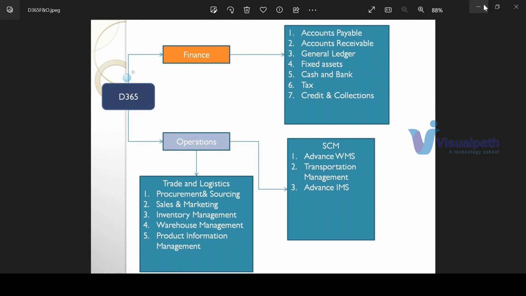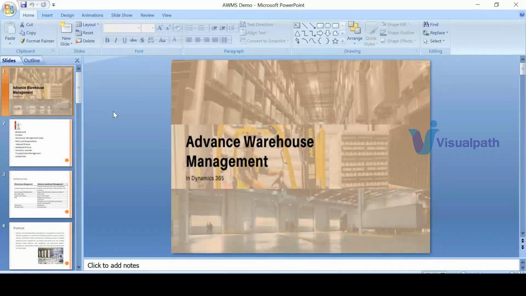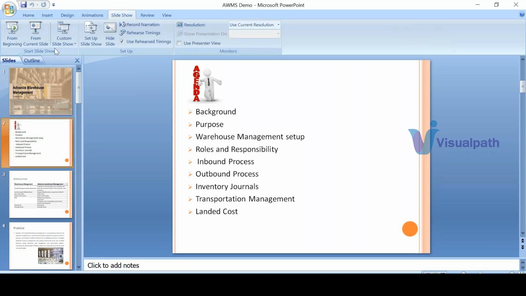And coming to the AWMS demo, that is the advanced warehouse management system, which covers the agenda of background and the purpose of using the advanced warehouse management system. So the key configurations of warehouse management setup, the roles and responsibilities, how it will be performed, the inbound process and outbound process, inventory journals, transport management, and the landed cost. So we go to the slide with me. Yeah.